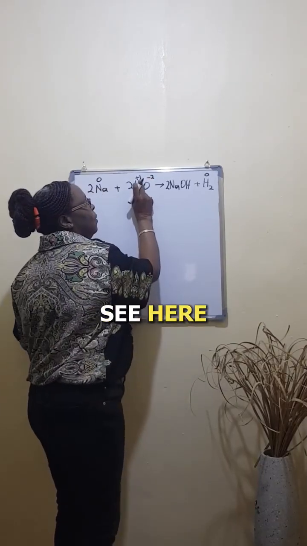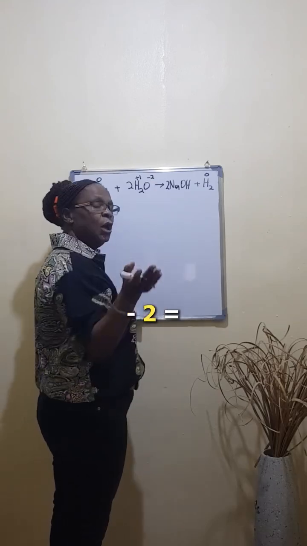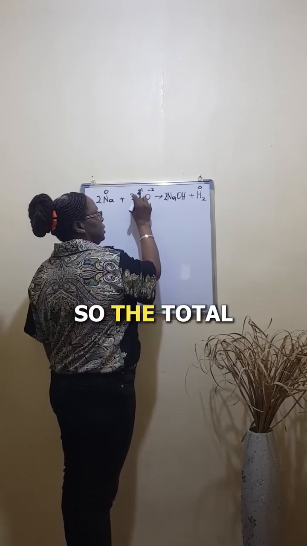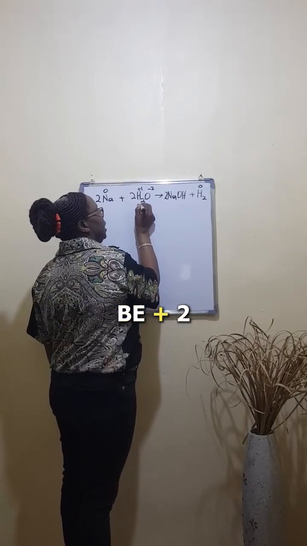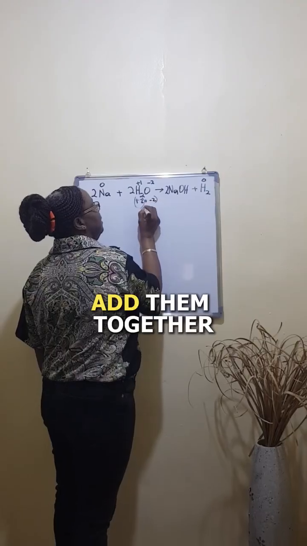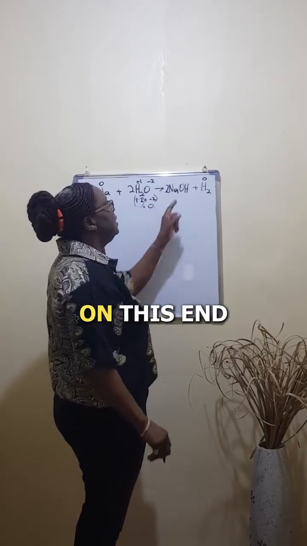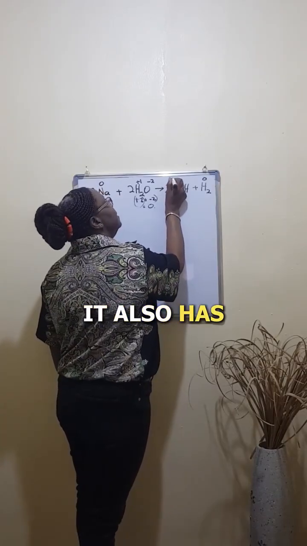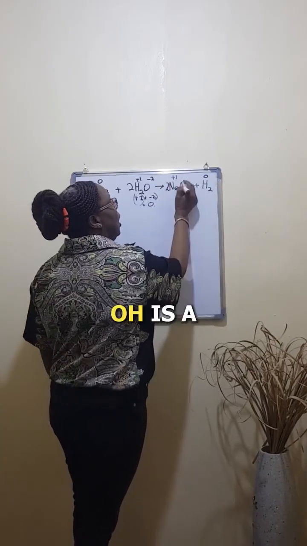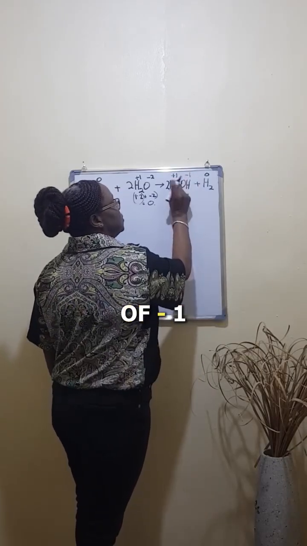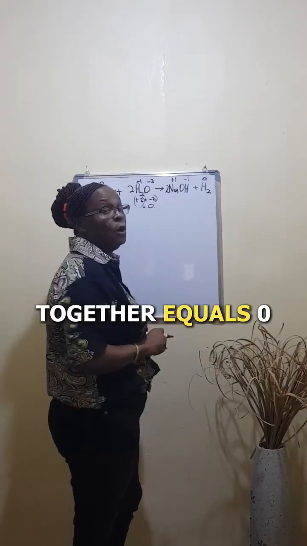As you can see here, +1 plus -2 is equal to -1. That is why we have 2 here. So the total positive here will be +2, while the total negative is -2. Add them together, you get 0. On this end, sodium belongs to group 1. It also has a charge of +1. OH is a radical ion. It has a charge of -1. Both of them together equal 0.